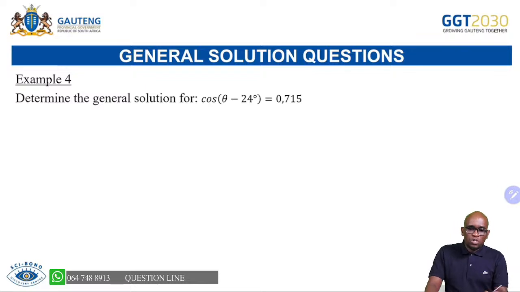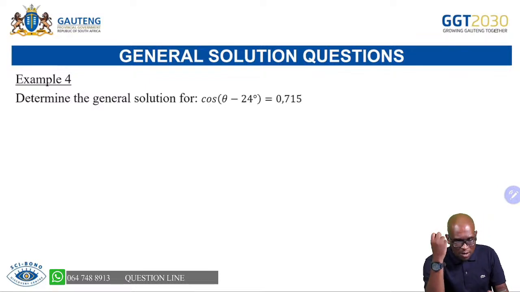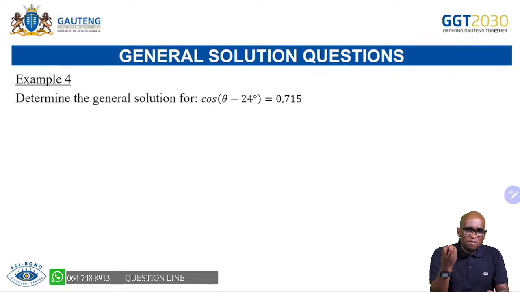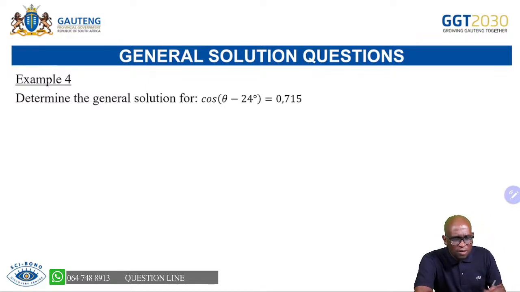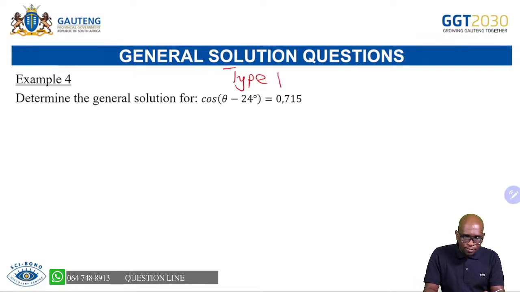Right, now I want to take you through 2 problems. Because of time, I am not going to give you any activity on the general solution. I'll just take you through the problems as examples, and then I'll conclude today's lesson. Let's start with the first one. Determine the general solution for cos theta minus 24 is 0,715. This is a type 1. Now let's check.